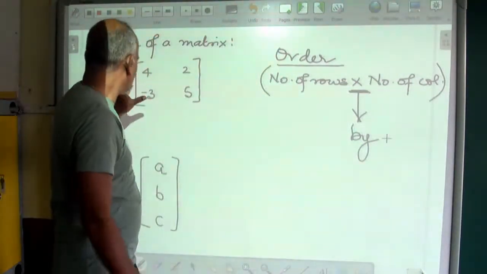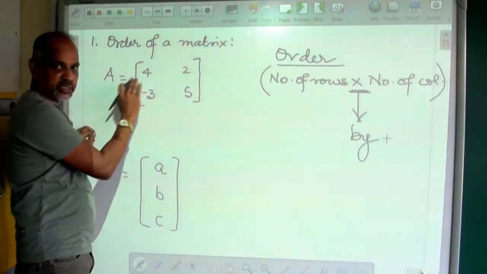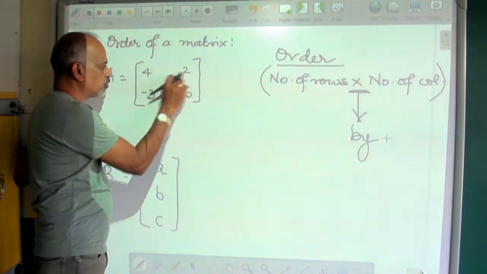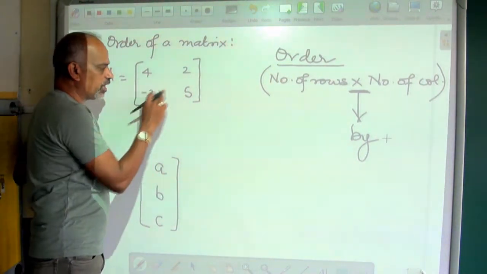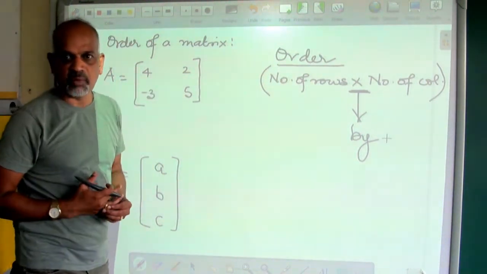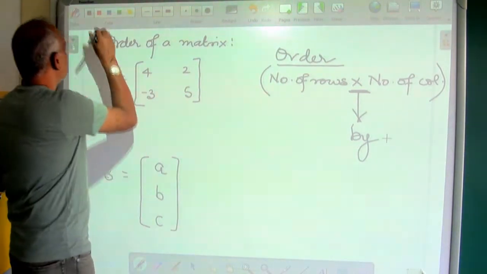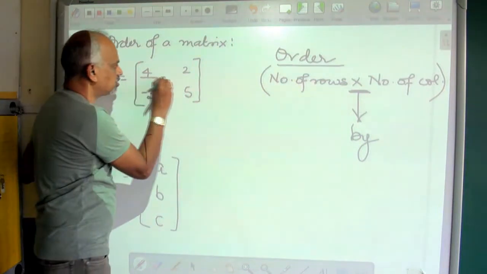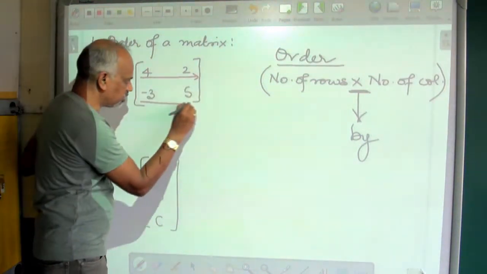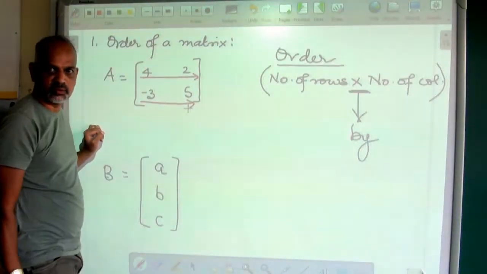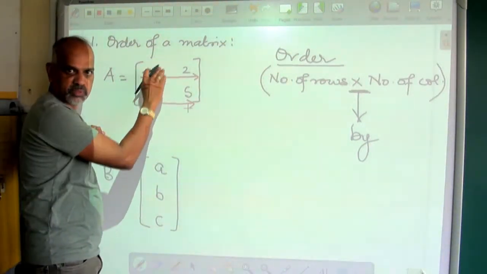Okay. So I've considered a matrix A. A is a matrix which has 1, 2, 3, 4 elements. These 4 elements are arranged in how many rows, how many columns is what you are going to find. So this is your first row. And this is your second row. So how many rows are there? There are 2 of them.